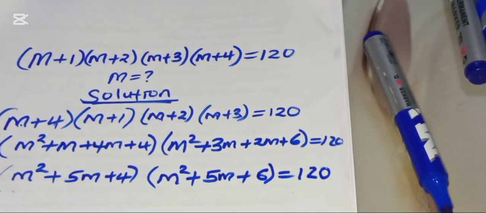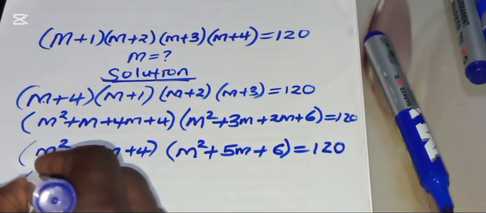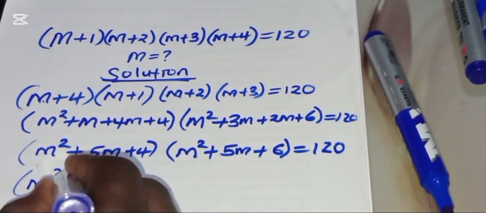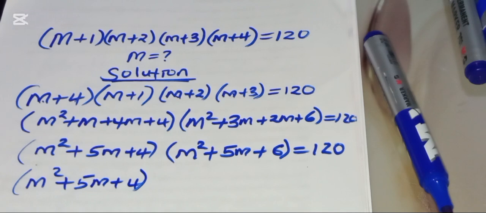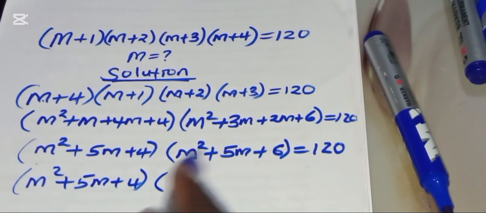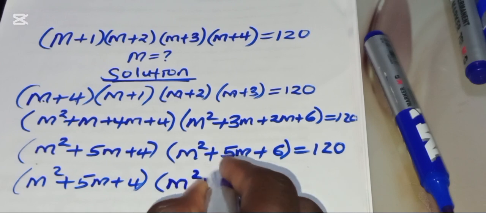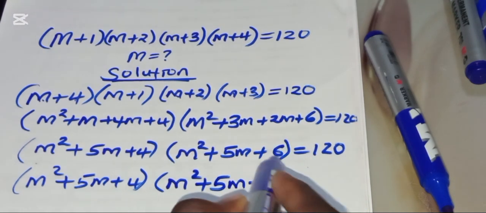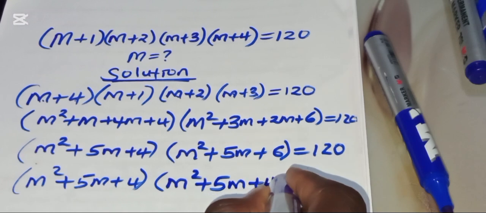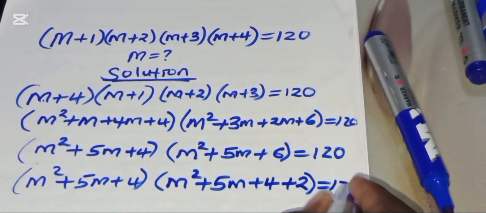Now we proceed as follows. In the first parenthesis, we have m squared plus 5m plus 4. As you can check, in the second parenthesis we can write this as m squared plus 5m, plus, now we can express 6 as 4 plus 2. This is equal to 120.